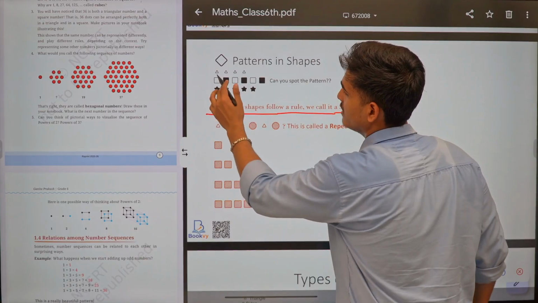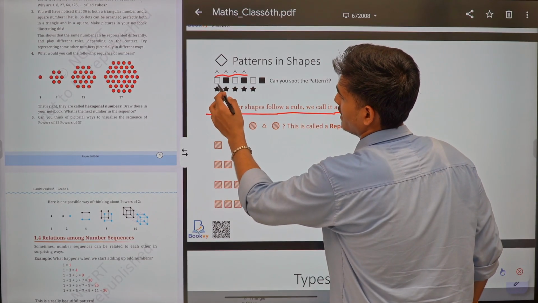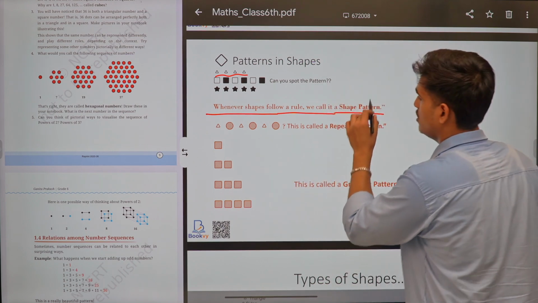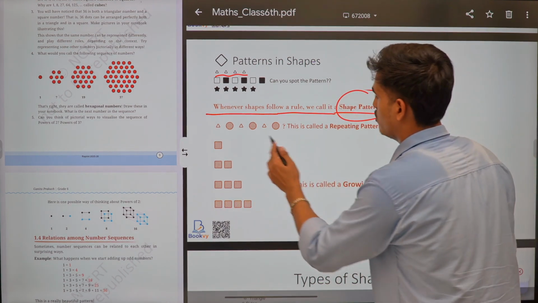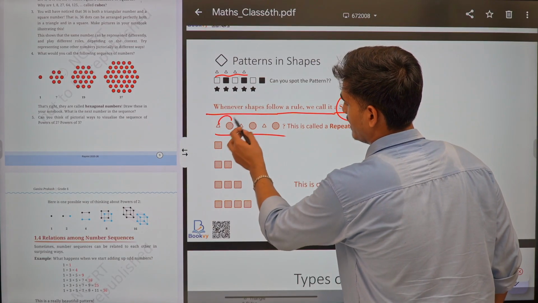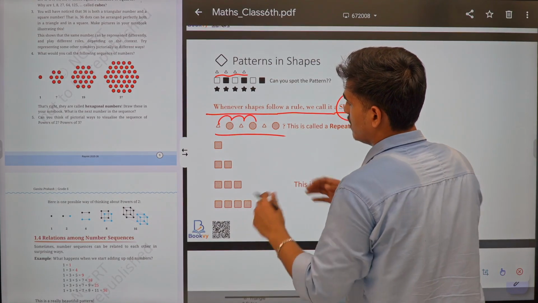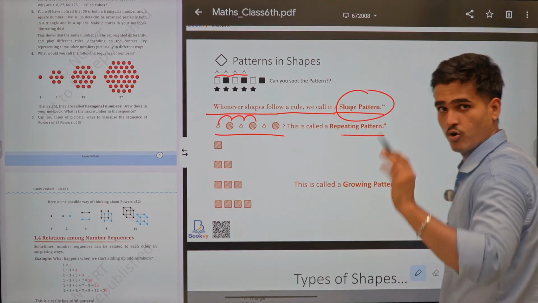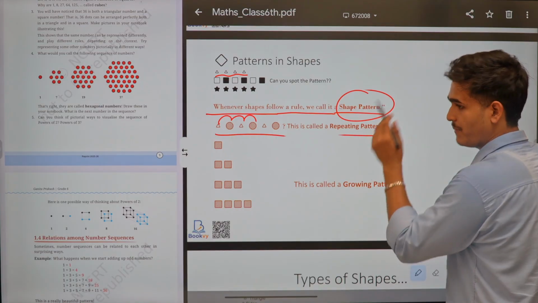Sir, we have already written that a shape which is repeating again and again, or following any type of rule, is called a shape pattern. Now, what is this? Sir, this is an alternating object repeating the same things. Okay, so this is called a repeating pattern. Understood? Shape patterns, repeating patterns.